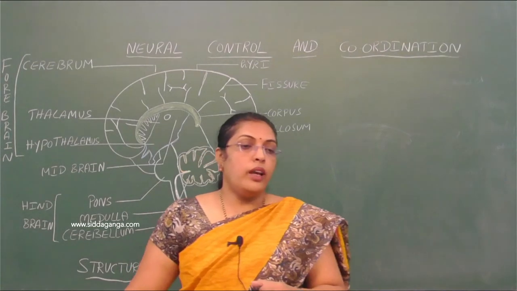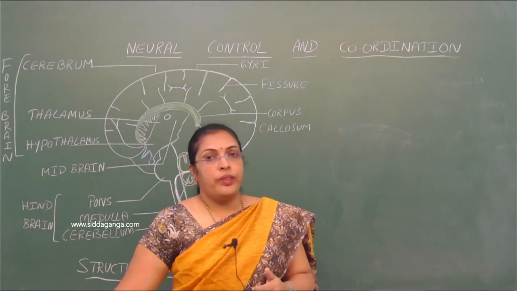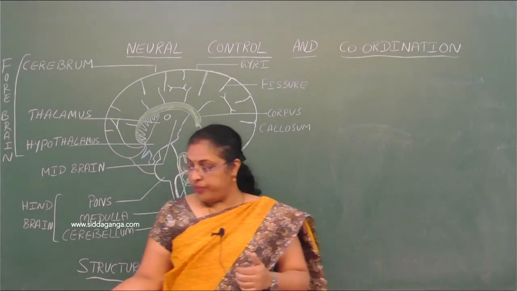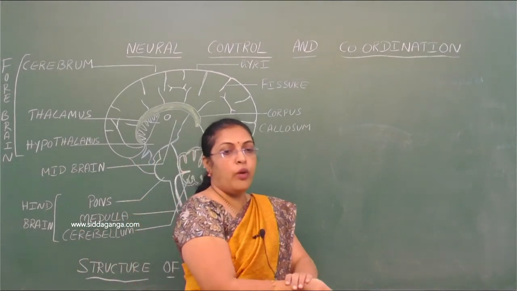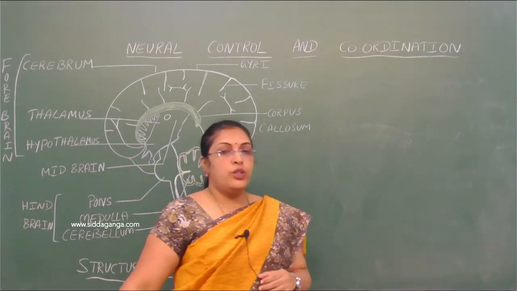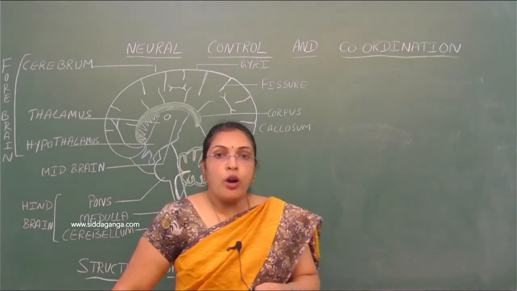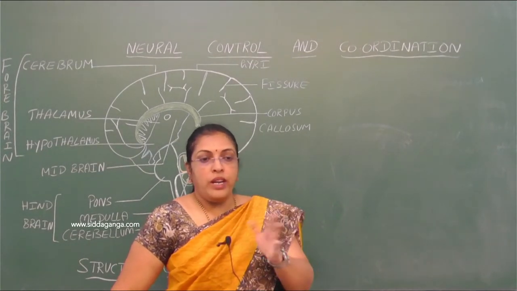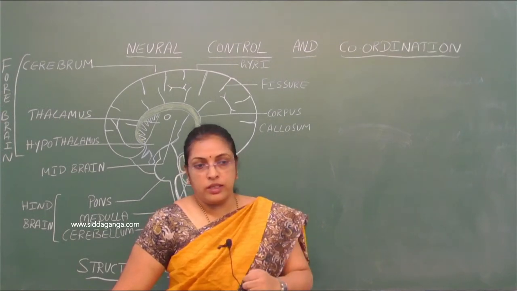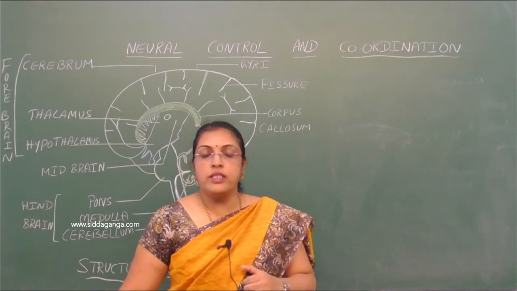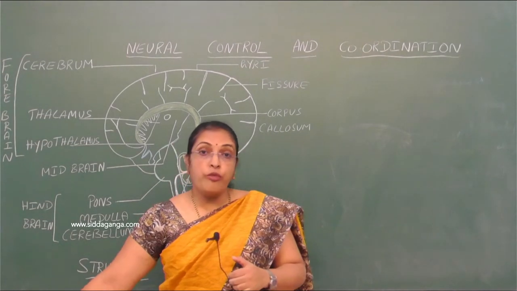Anyone can tell me the parts of brain? Cerebrospinal fluid avoids shock, good. Cerebrospinal fluid acts as a shock absorber. It prevents the friction between the brain and the skull by acting as a shock absorber. So the parts of brain.